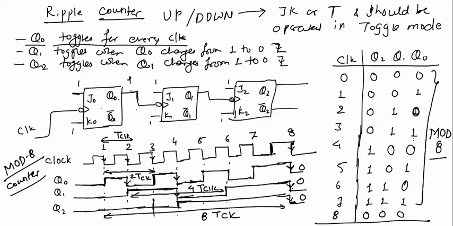So at this level, the frequency will be divided by 2. If the frequency of the clock is f, at this level the frequency will be divided by 2, because the time period is doubled, so the frequency will be half. At this level the frequency will be divided by 4, and at this level the frequency will be divided by 8. And earlier we have discussed that a counter can be used as a frequency divider, which will divide the frequency at the input, meaning the frequency of the clock will be divided by the mod number of the counter.